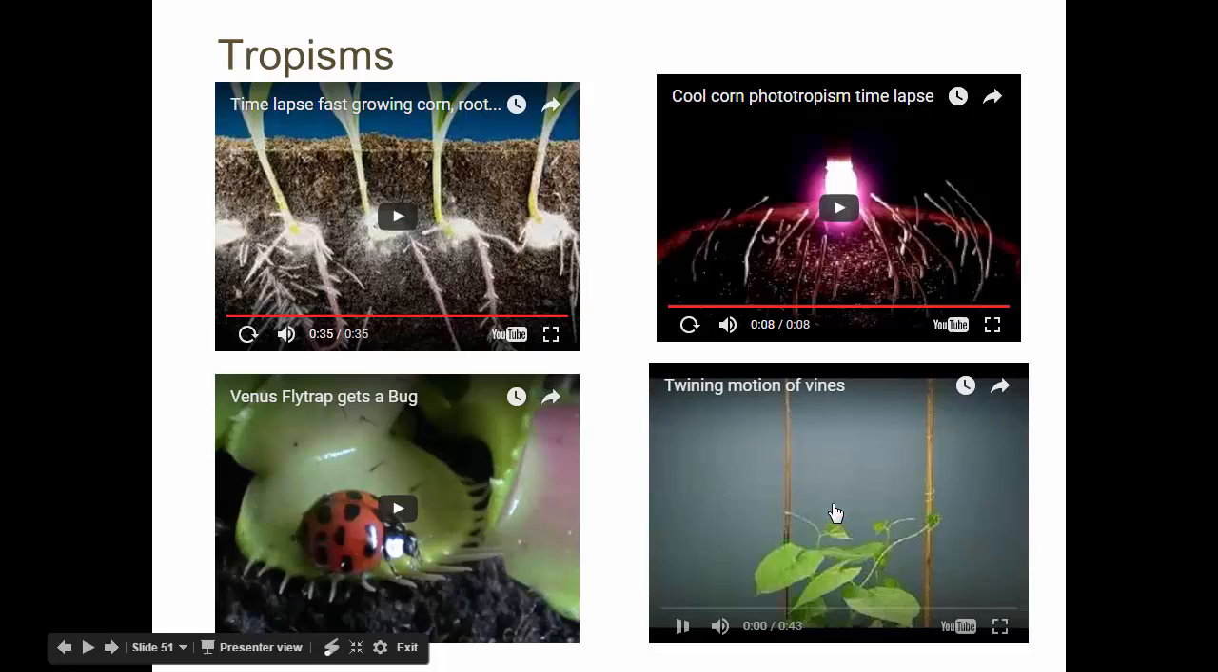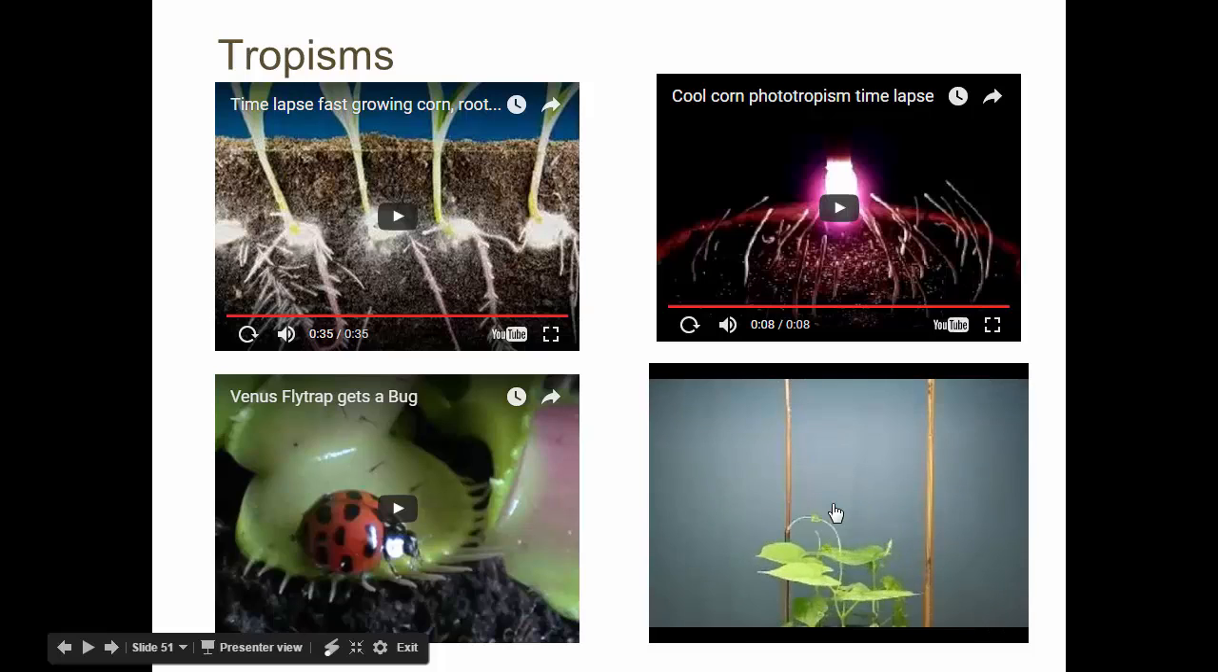This is the motion of vines. Again, vines grow in this sort of swirling pattern until what happens? Yeah, they contact a vertical surface and then they'll start to wind around it. Again, that's thigmotropism.